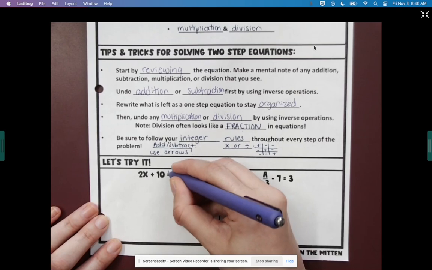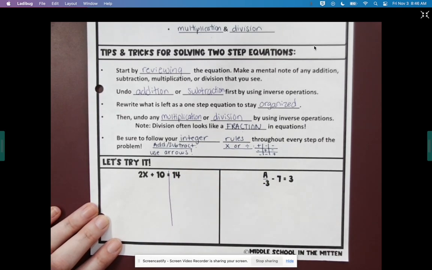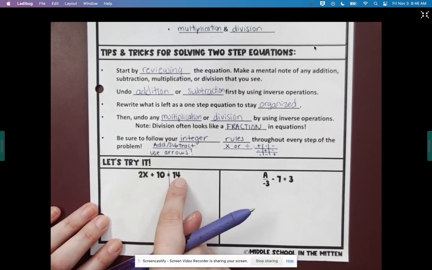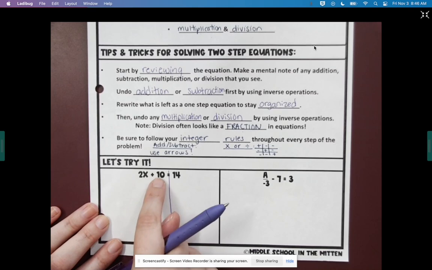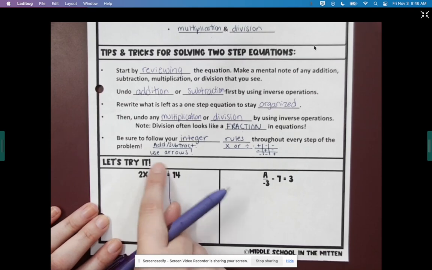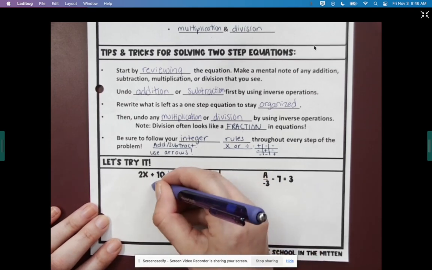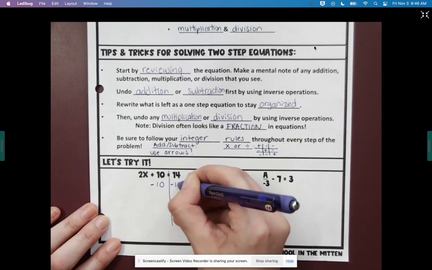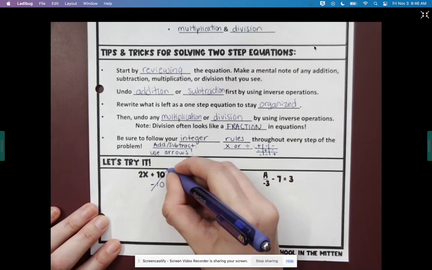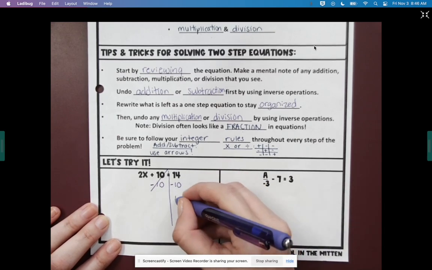I'm going to draw my line down the middle. First step is to read the equation. So you have 2x plus 10 equals 14. I see multiplication with that coefficient and variable. I see addition. I'm going to undo that addition first. So if I'm adding, the inverse operation will be subtracting. So I'm going to take 10 away from both sides. Those cancel out. 14 minus 10 is 4.